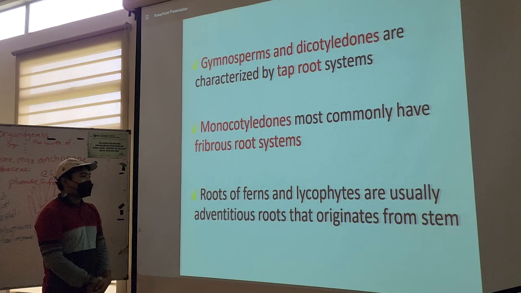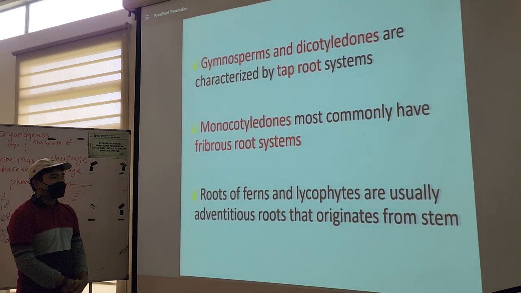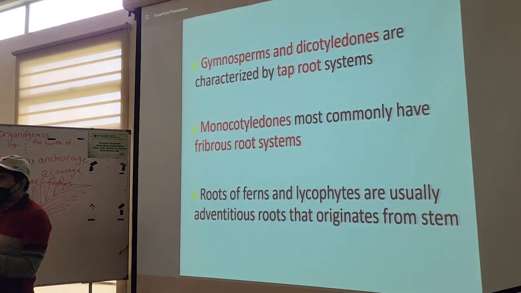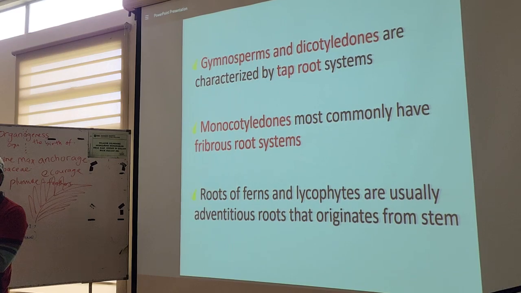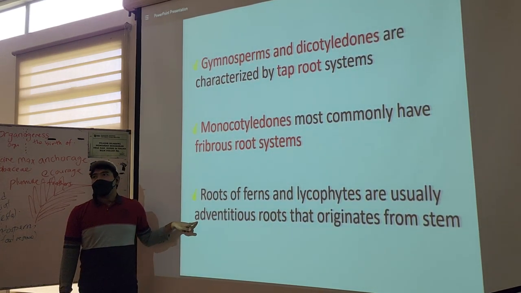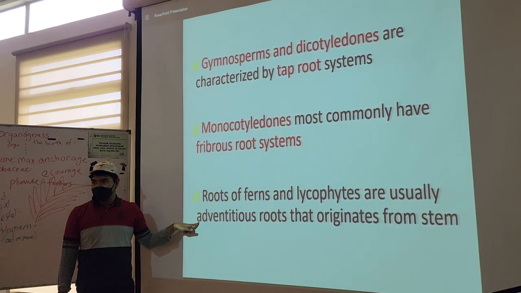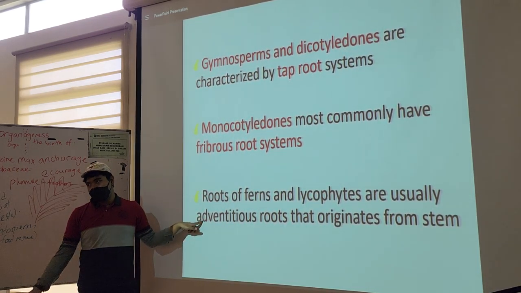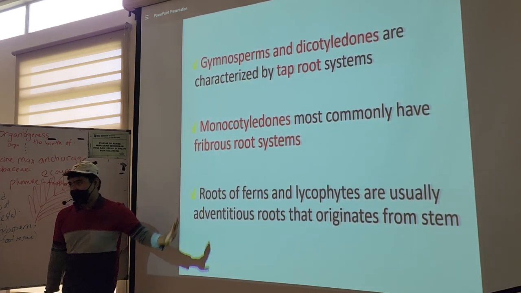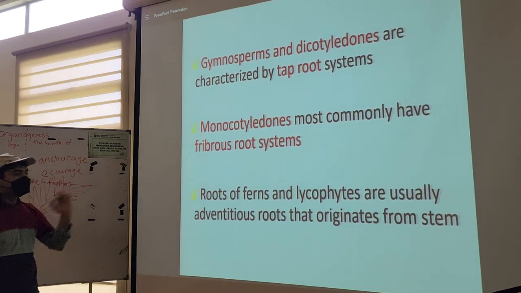Roots of ferns and lycophytes are usually adventitious roots that originate from the stem, okay? Whenever the roots do not originally come from the radicle, remember, the radicle is the origin point for all roots. Whenever the roots come out from a location other than the radicle, we call it adventitious root. Akar luar biasa. Akar biasa datang daripada radicle. Dia datang from any place other than the radicle. Okay?